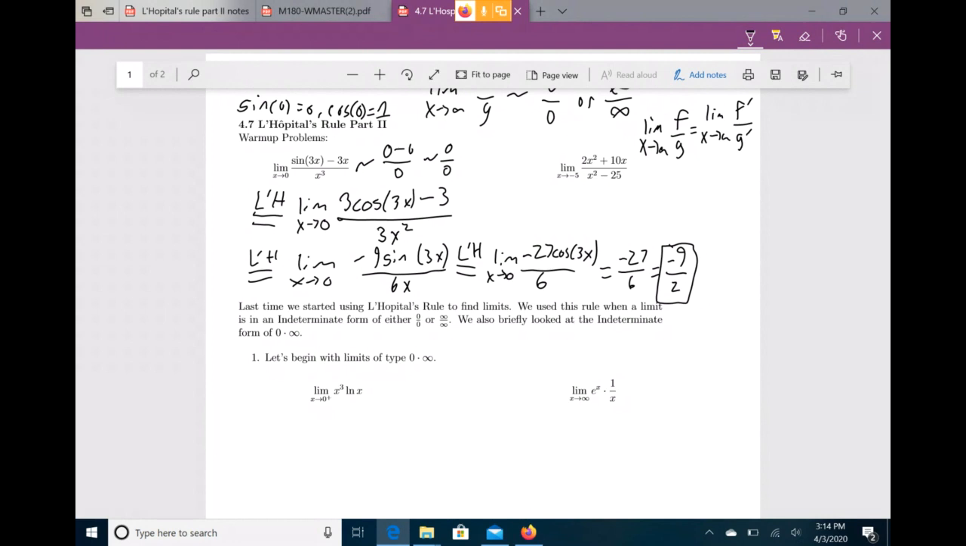You can leave it as a fraction for sure. I'd rather see negative 9/2 than negative 4.5, any day.